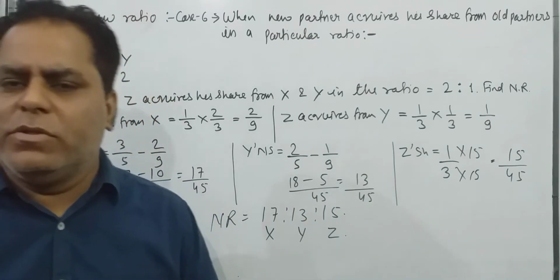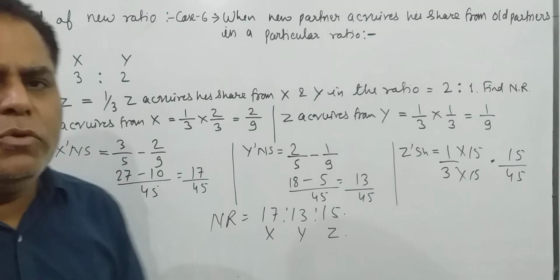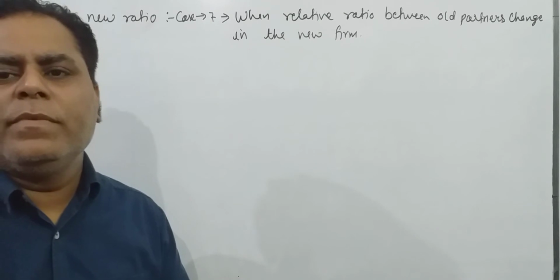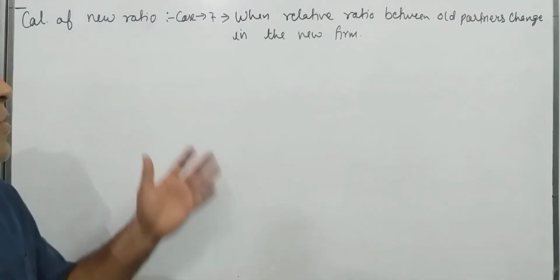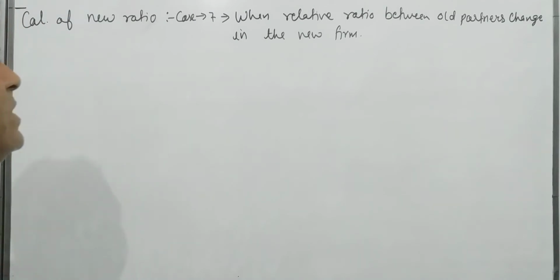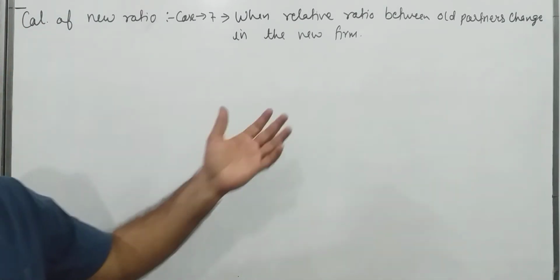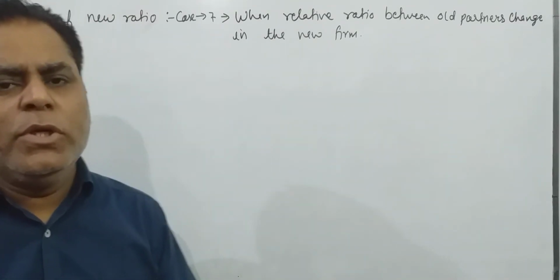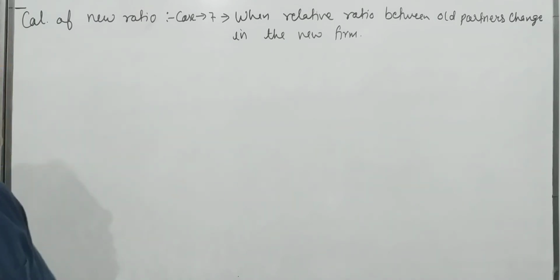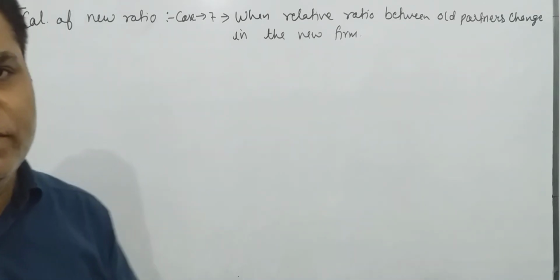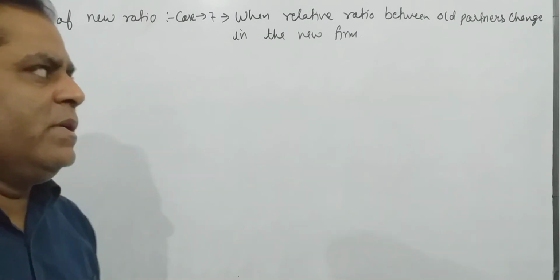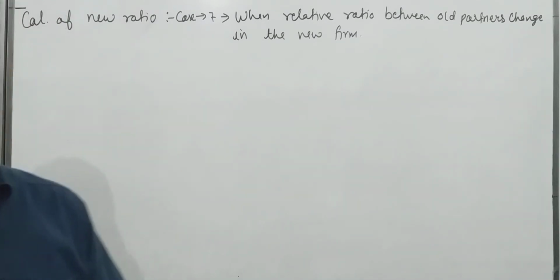Okay. So just after this case, I am going to explain case number 7. In this case, you will see how to determine the new ratio when the relative ratio between old partners changes in the new firm. Listen again to what I am saying: when the relative ratio between old partners changes in the new firm.